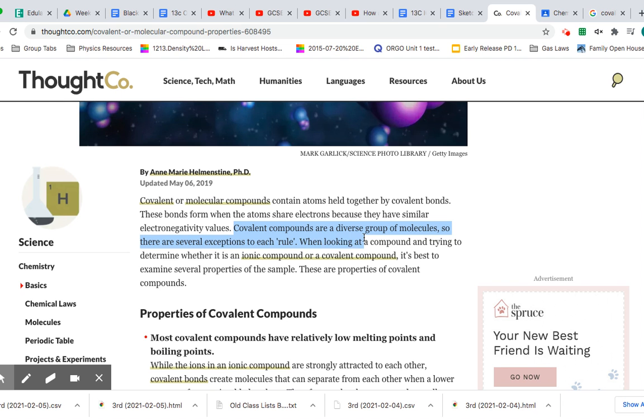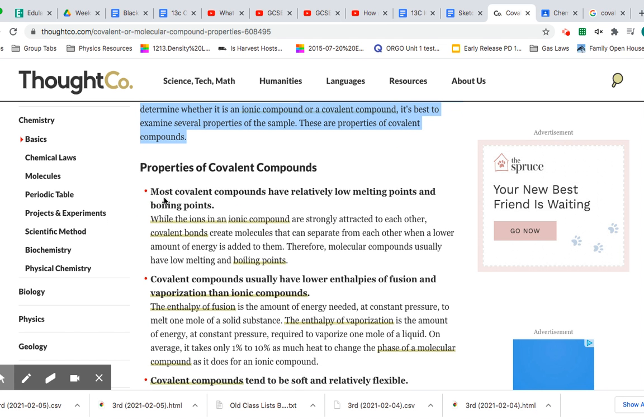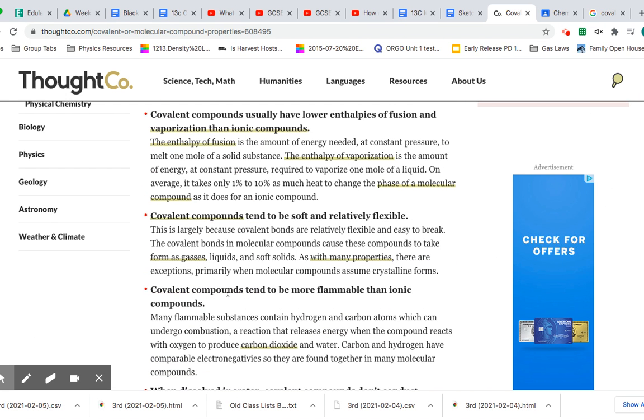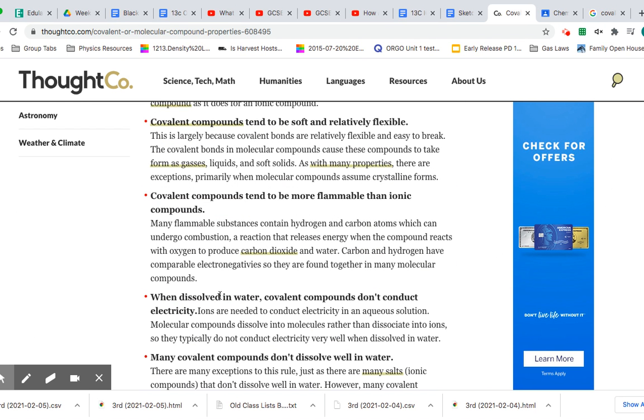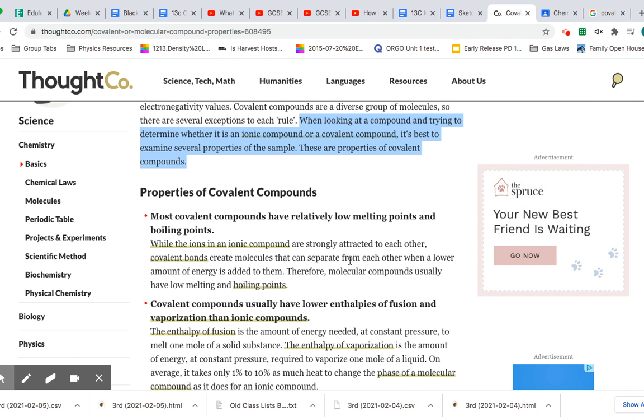Covalent compounds are a diverse group of molecules, so there are several exceptions to each of the following rules / characteristics that we're going to be going over. When looking at a compound and trying to determine whether it is an ionic or covalent compound, it's best to examine several properties of the sample. These are the properties of the covalent compounds. So there are definitely exceptions. Like, we have like the words most and tend and, I don't know, many. So it's not like this is always true. But as a whole, there's trends that we can look at.